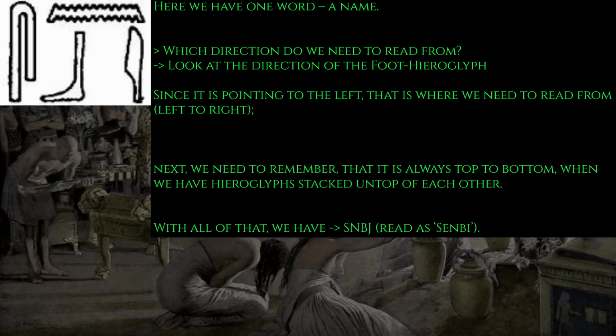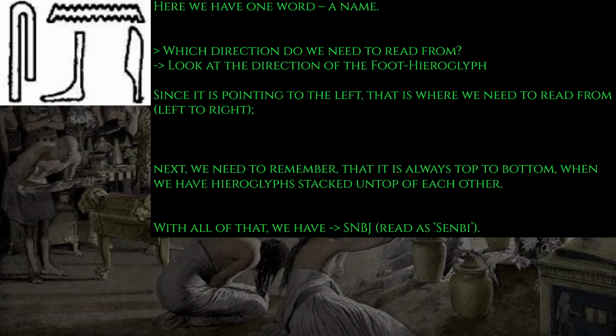So, before we continue with the writing system, we need to get a little bit of practice reading the hieroglyphs. So, that is what we're going to do in the third lesson of Middle Egyptian, beginning with this name right here. So, here we have one word, a name.